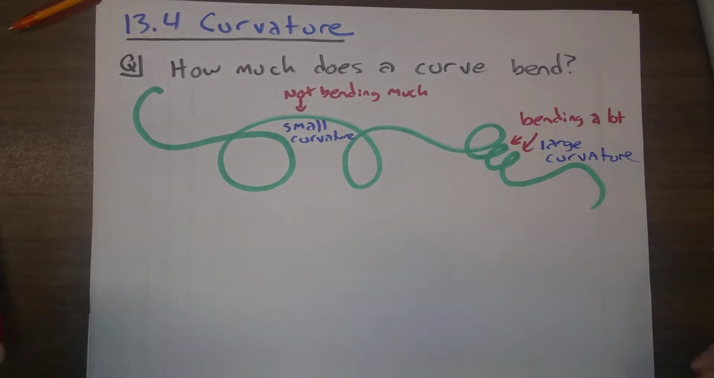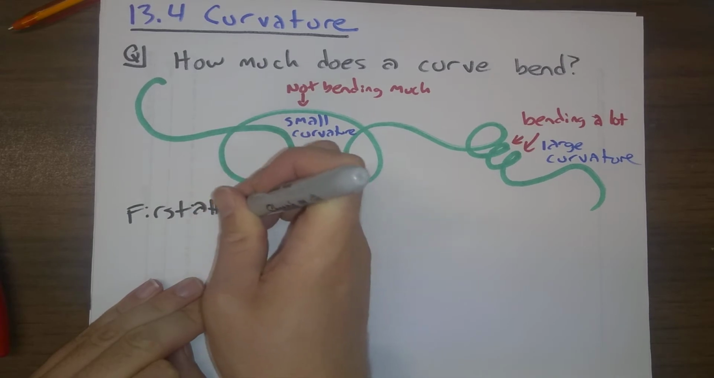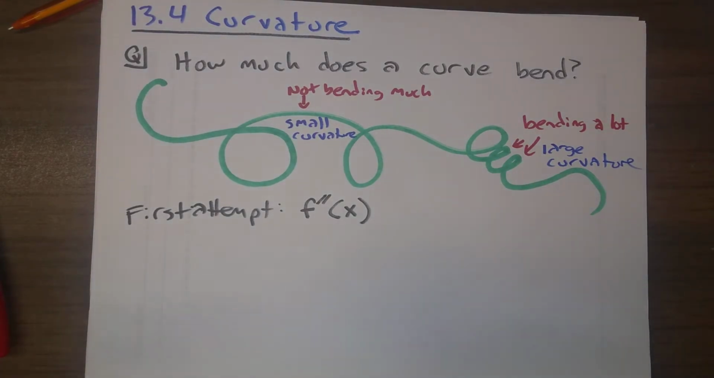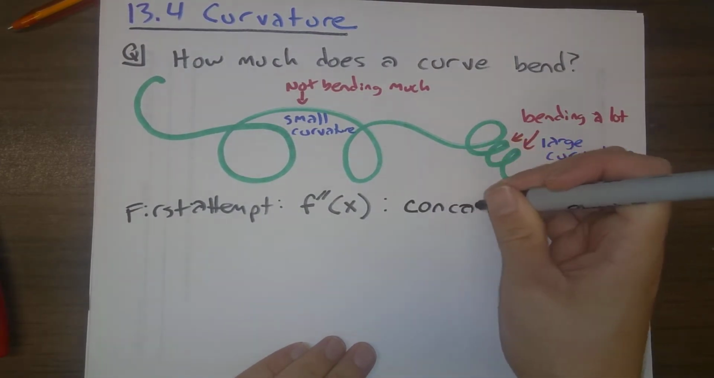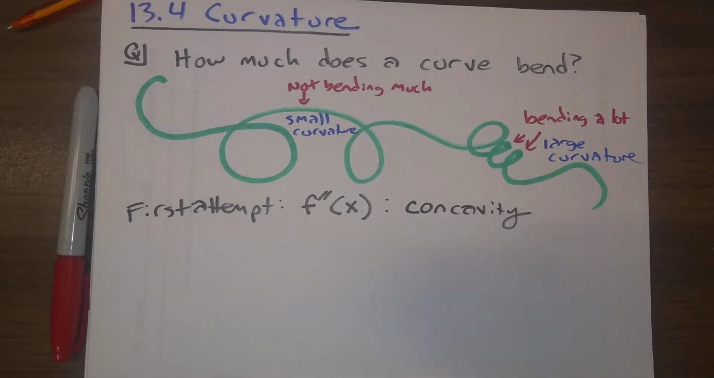A first attempt might be to think about, if we were talking about curviness, a Calc 1 student might think about f double prime of x. Remember, f double prime of x has to do in 151 with concavity. And so you might think that concavity is kind of like curvature, something that would carry over to curvature. However, there's two problems with this.